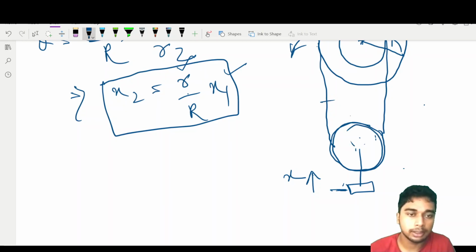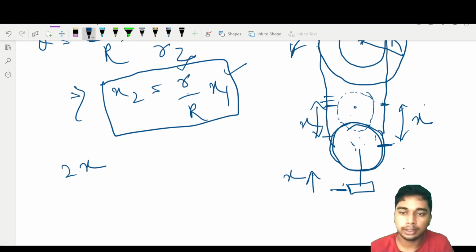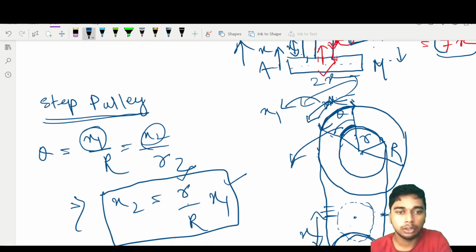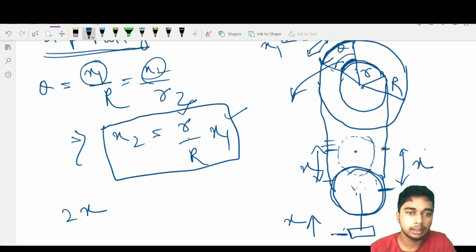So because of this, for example, I am considering the current position of the pulley here. So slack will be present here. From here to here, center to center, the slack is x and an additional x here. So total slack is 2x. So this distance will be 2x. As it moves up, this distance will be 2x.